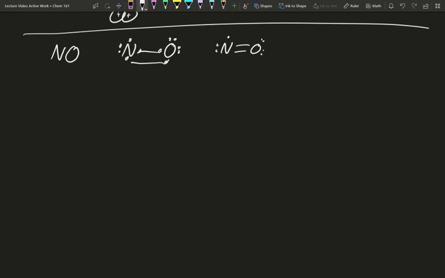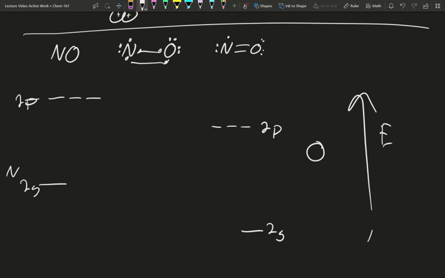Well, if we want to apply our MO theory to it, I've got nitrogen. It has its 2s and its 2p. And oxygen has its 2s and its 2p. And you'll notice, in terms of energy, they're lower. Well, oxygen has a greater Z effective. It's drawing in those electrons more. Its orbitals are at lower energy. And so we actually draw them physically lower.